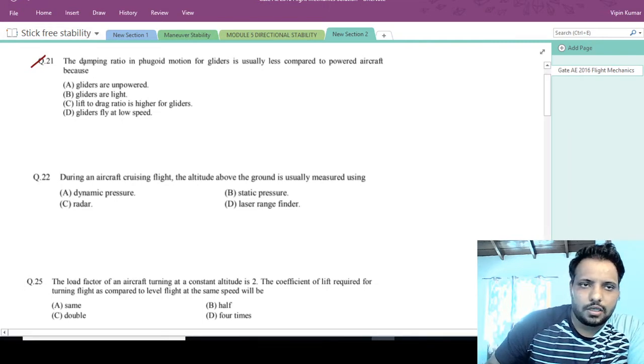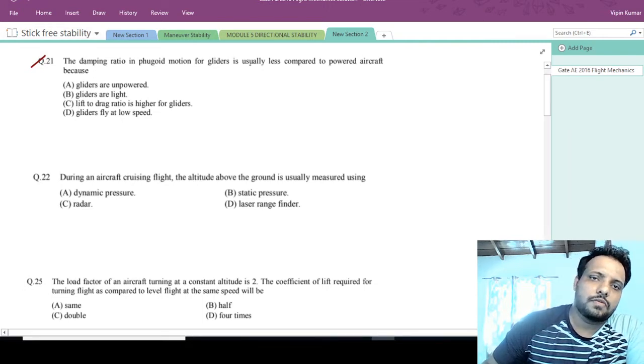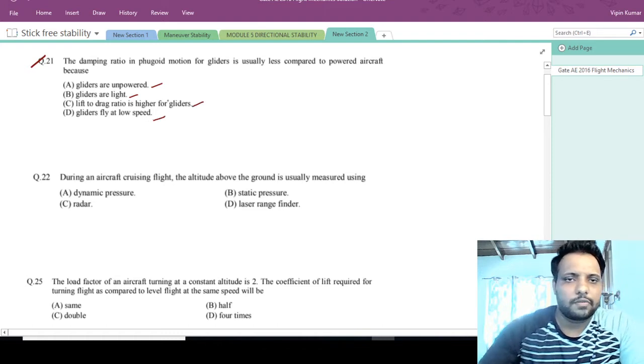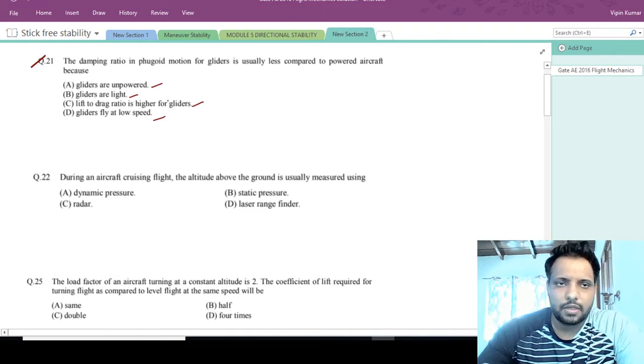So as you can see, the damping ratio in a phugoid motion for gliders is usually less compared to powered aircraft because four options are given. Gliders are unpowered, this is correct. Gliders are light, this is also correct. Lift to drag ratio is higher for gliders, this is also correct. Gliders fly at low speed. All four options are correct, but which option is correct in the context of the question asked here?